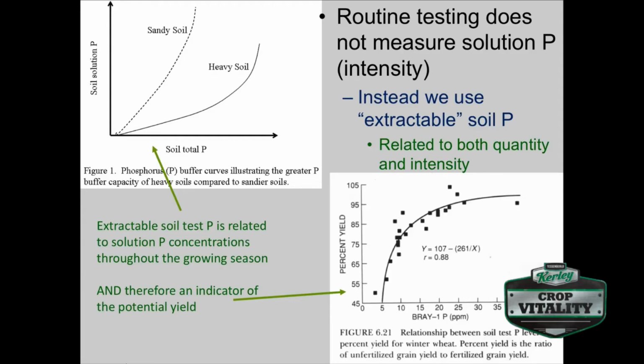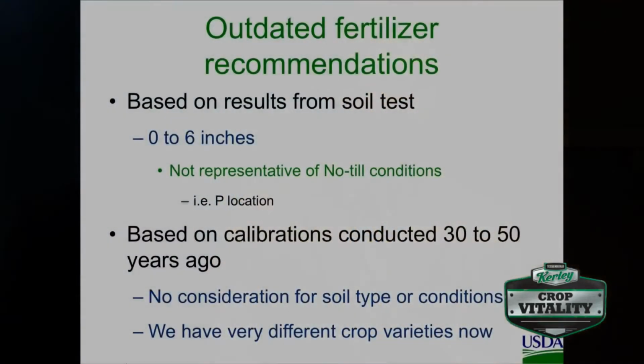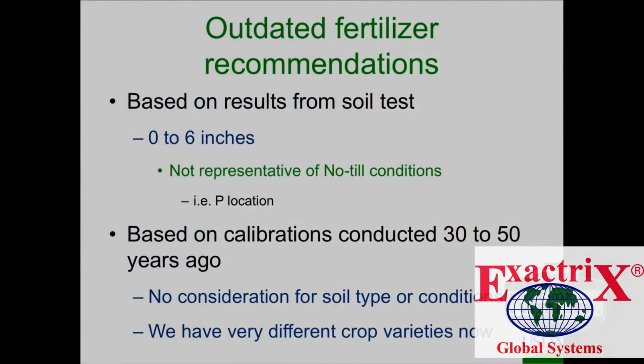So one of the problems is that our fertilizer recommendations are somewhat outdated. They're based on soil test results that are 0 to 6 inches, which isn't representative of no-till conditions, where a lot of the phosphorus is often stratified in the top 2 inches. Remember what I talked about, how phosphorus doesn't move through the soil very well, a tiny bit through diffusion. So location is really important. If you're taking a 0 to 6 inch sample, that might not cut it.